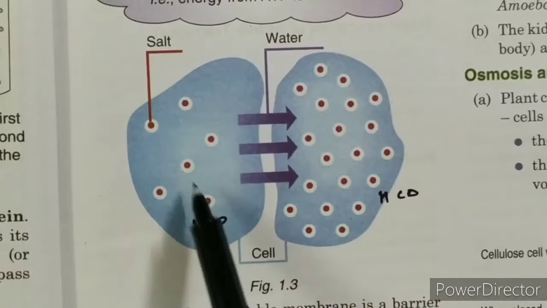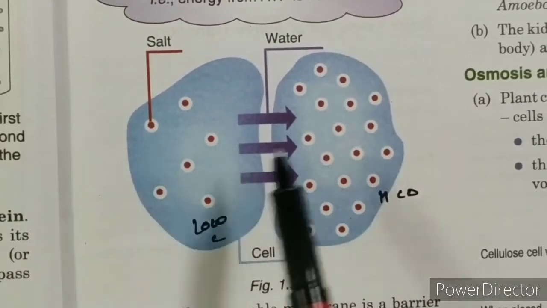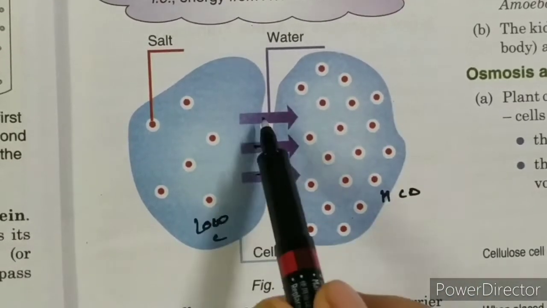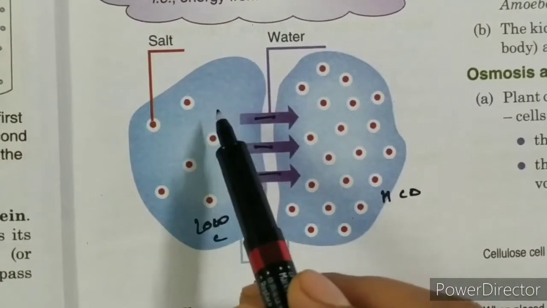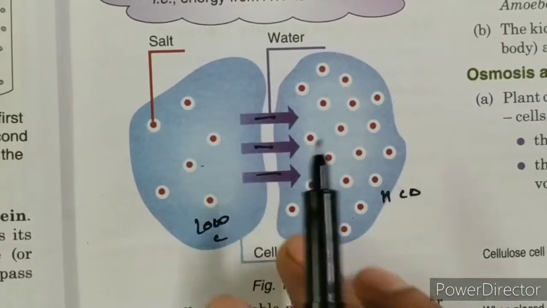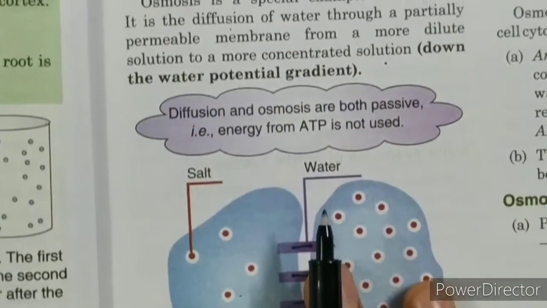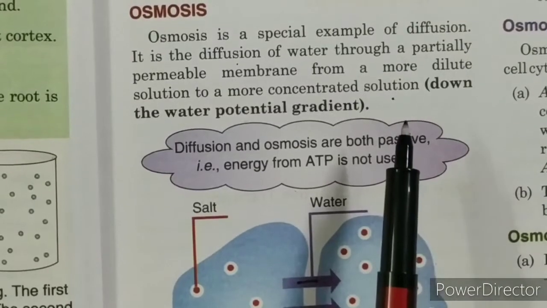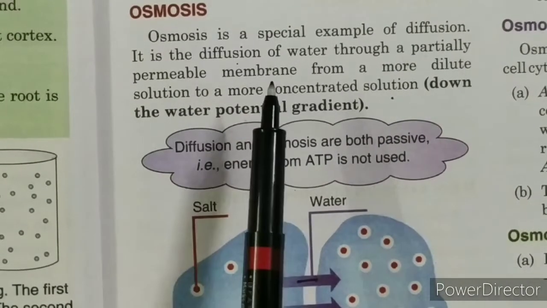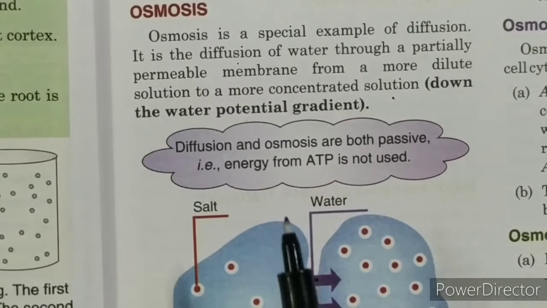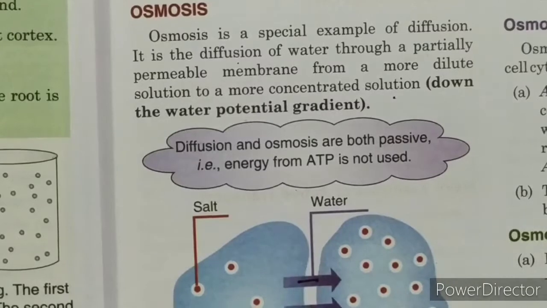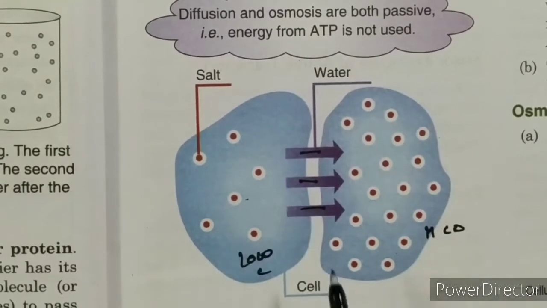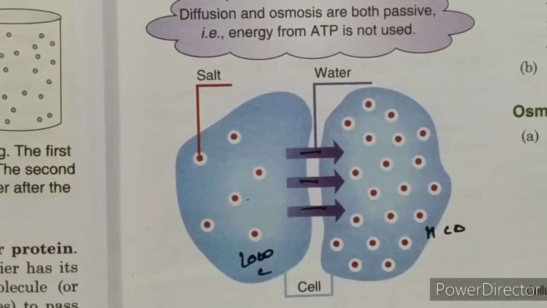You see these dots which are molecules of salt. In this part they are less, but here they are more. But water will move from this area to this area, and this type of transport is known as osmosis. We see that they move along because they go down the water potential gradient. Okay, so a permeable membrane means one which allows the movement. And in this diagram we can clearly see how this example shows the process of osmosis.